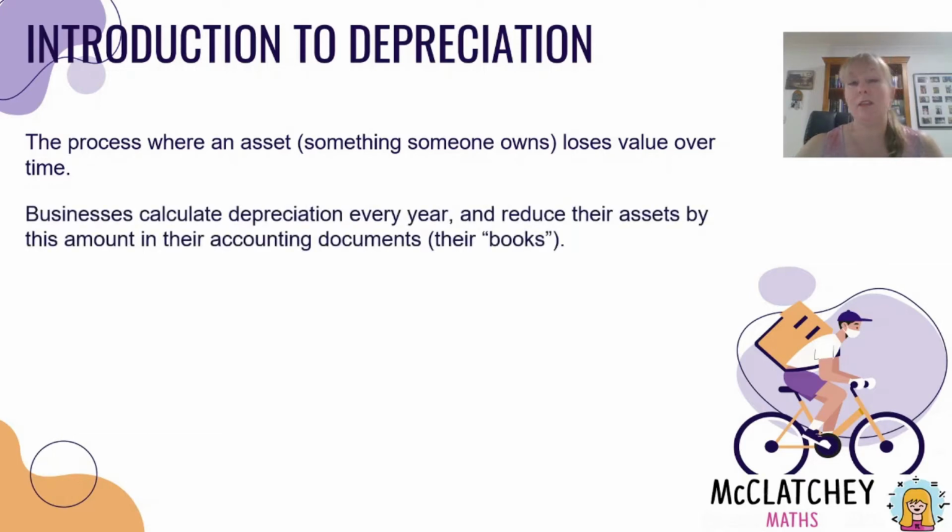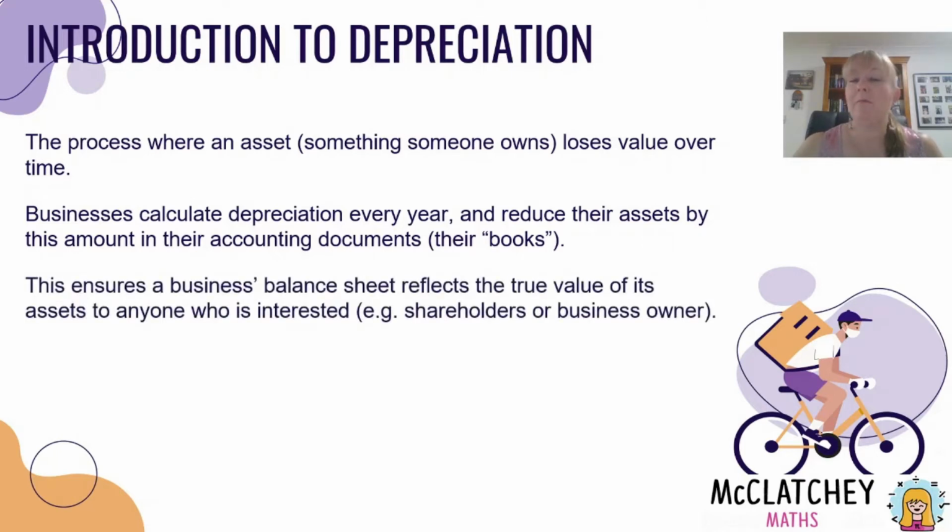Now, businesses do calculate it once a year, typically at the end of the financial year, and they take each of their assets and they reduce them by a certain amount in their accounting documents. That's what you've heard me refer to as the books. And this ensures that a business's reports that it communicates to its owners are accurate. Now, businesses are either owned by a mum and dad if it's a sole trader, or by partners, or even by shareholders if it's listed on the stock exchange or if it's a company.